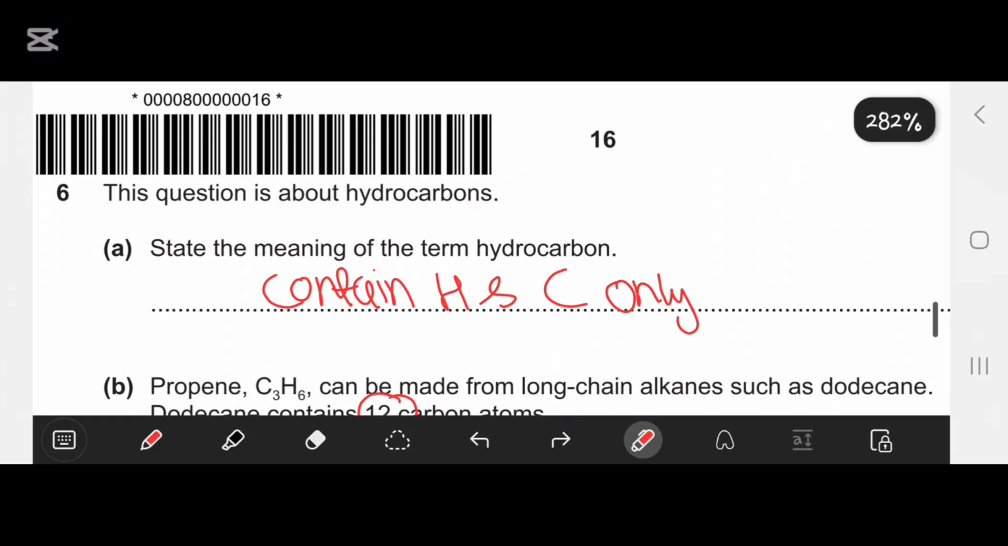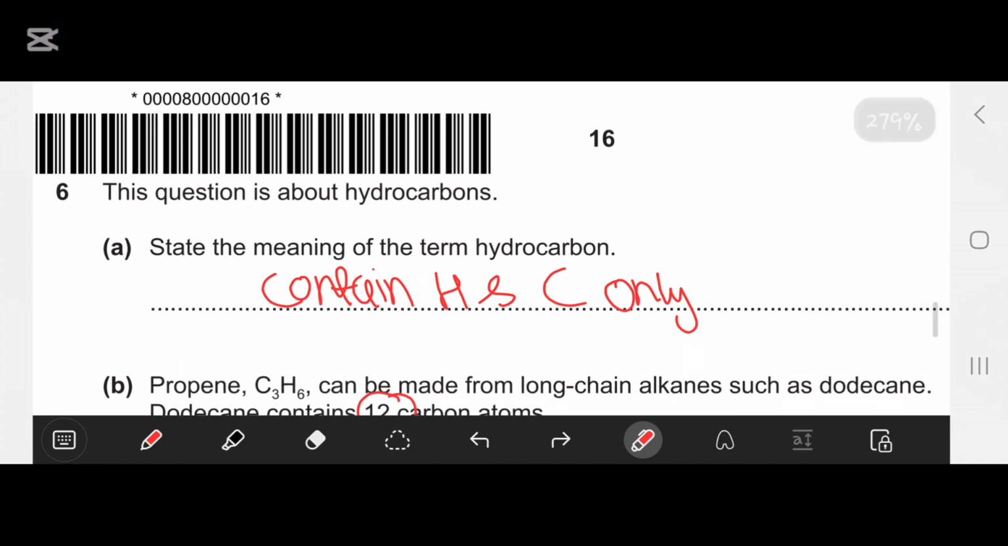This question is about hydrocarbons. State the meaning of the term hydrocarbon. Anything that contains hydrogen and carbon only is a hydrocarbon. For example, methane, ethane. Glucose is not a hydrocarbon, it contains oxygen. So yeah, you get the picture. Alkenes, carbon and hydrogen only. Alkynes, for example, are hydrocarbons.